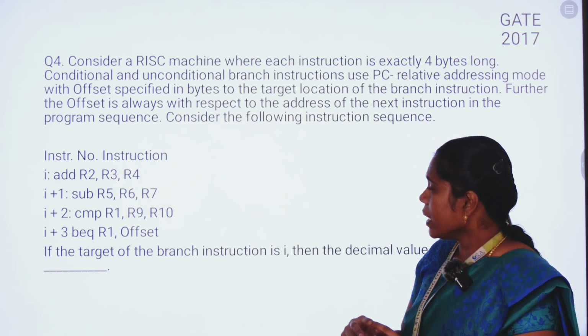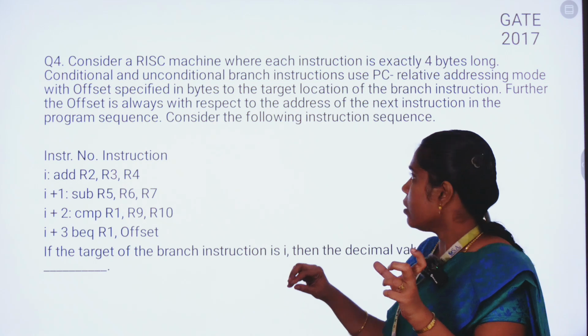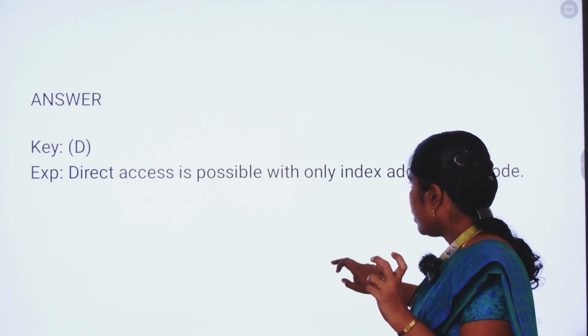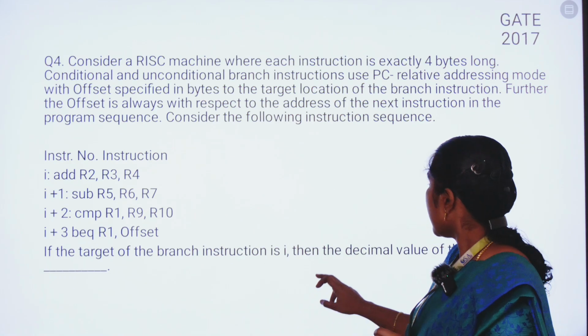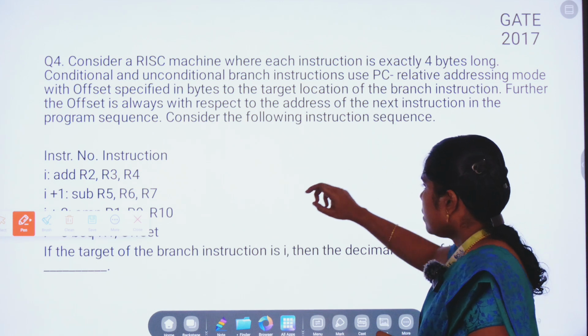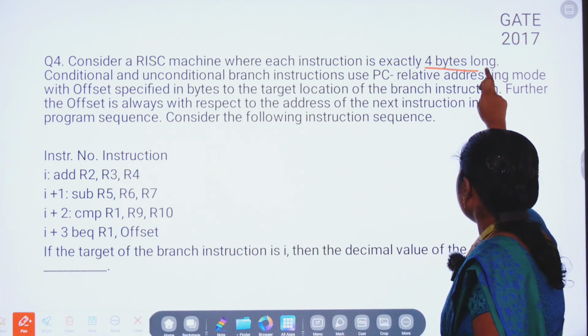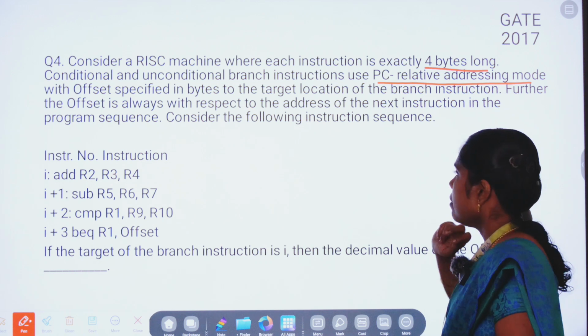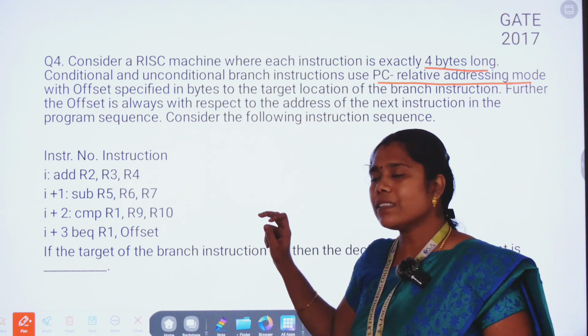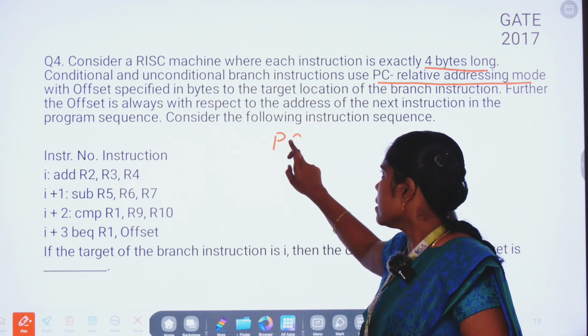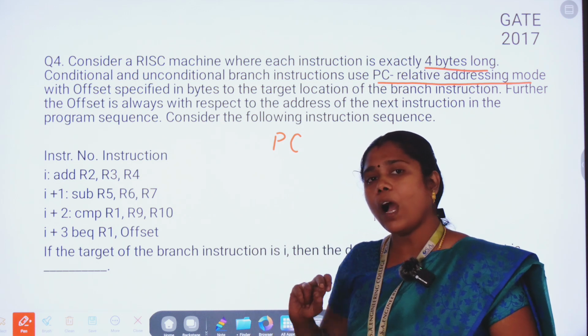Here the main thing to consider is the length of the instruction. The instruction is exactly 4 bytes long. That is the first given data. The second is that it uses PC relative addressing mode. What is PC relative addressing mode? PC is the program counter. So how is it used?